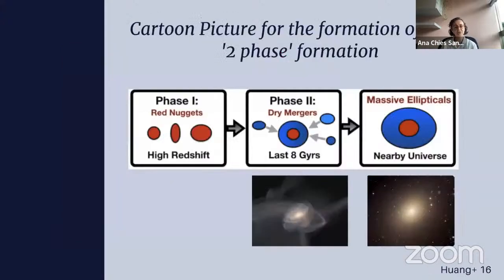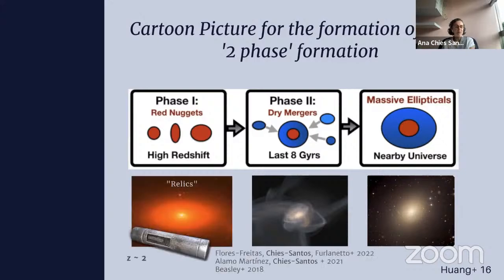And here's a cartoon picture for the formation of early type galaxies with this two-phase formation. We have a first phase, generally called and found in the literature as the red nugget phase, that happens at high redshift, followed by a second phase that happened in the last 8 billion years, dominated by dry mergers, where we form these beautiful streamy structures around these galaxies. And if we let it coalesce, we might observe the massive galaxies that we see in the nearby universe today.